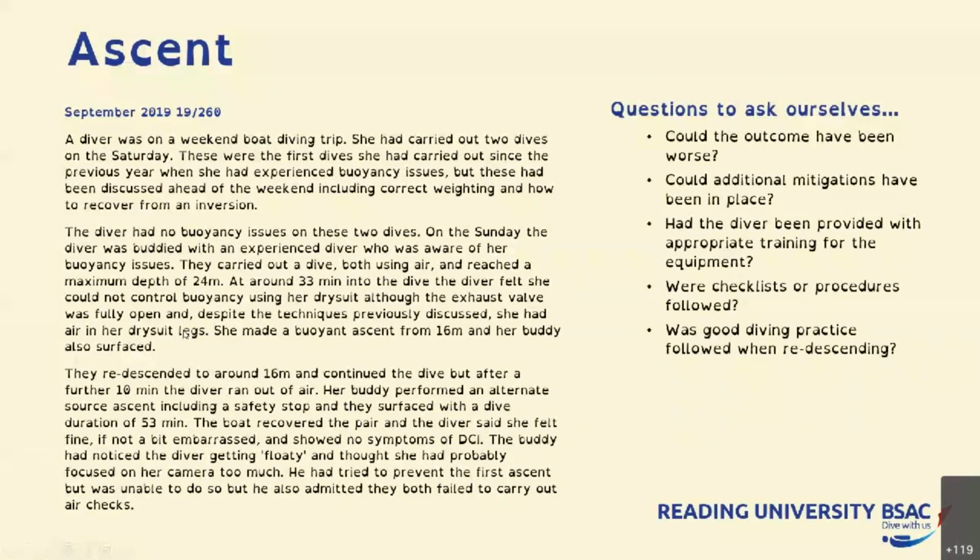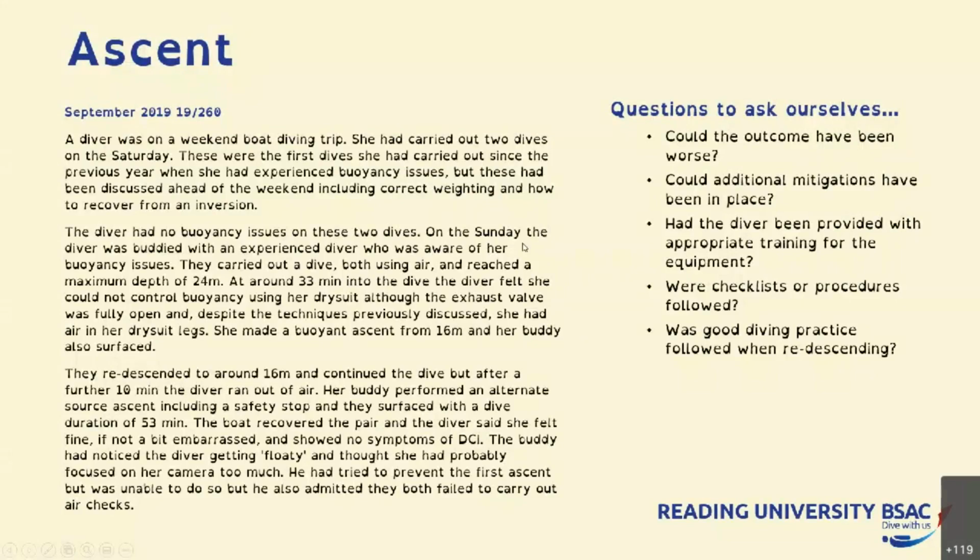So questions: could the outcome have been worse? It absolutely could have been worse. Uncontrolled ascent should be avoided at all costs. There's so many horrible outcomes that can happen from an uncontrolled ascent. Could mitigations have been put in place? I'm not going to teach you guys how to suck eggs. There's probably lots of different things that they could have done differently.